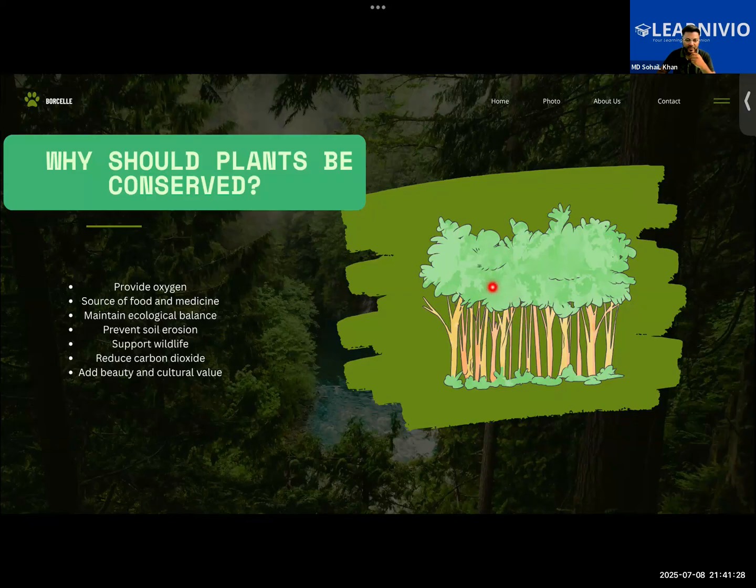The vegetation will be playing an important role in the water cycle, and due to the water cycle there will be precipitation, there will be rainfall in that area. So hence the physical features of that area will be determined. So plants will also help in maintaining ecological balance in nature. Then plants prevent soil erosion, they support wildlife, they are home to a wide variety of animals, they reduce carbon dioxide in the air. And what is the harmful effect of carbon dioxide? Everyone knows that it is a greenhouse gas.